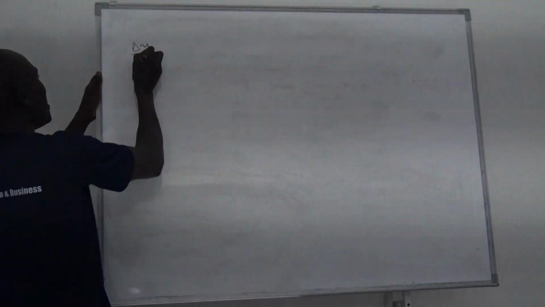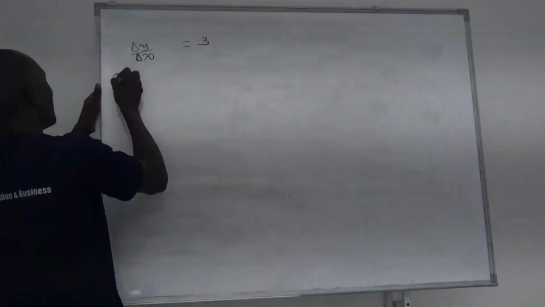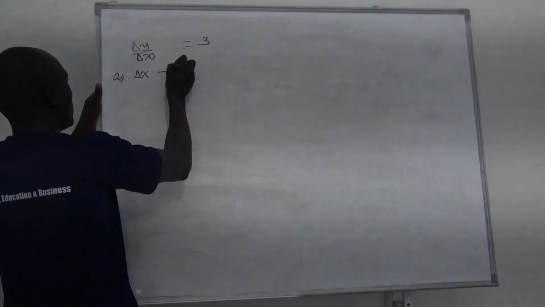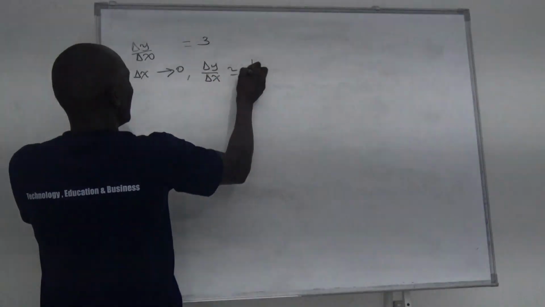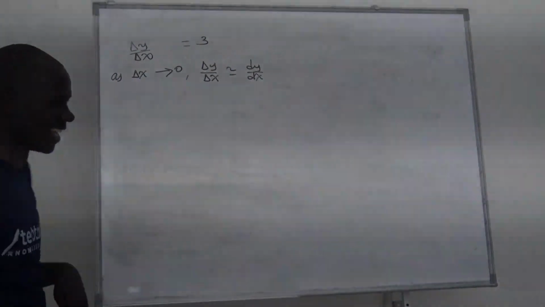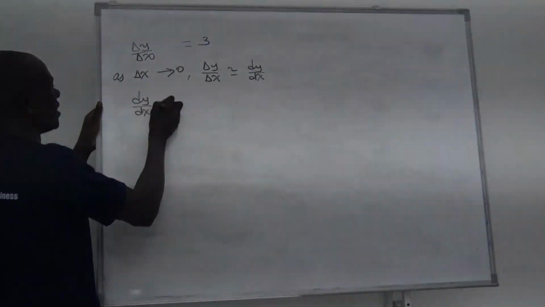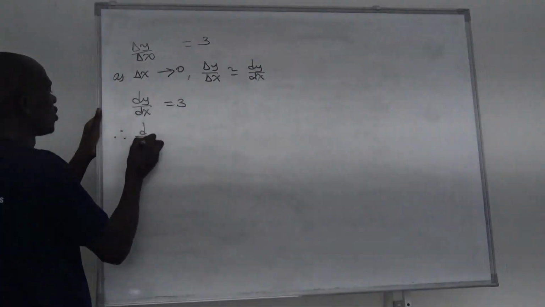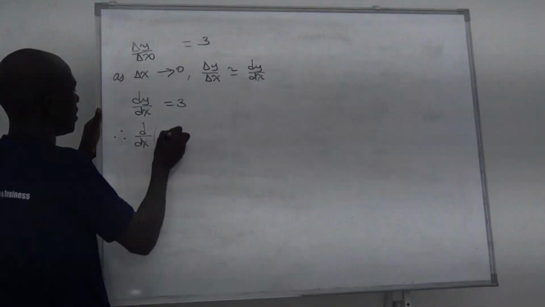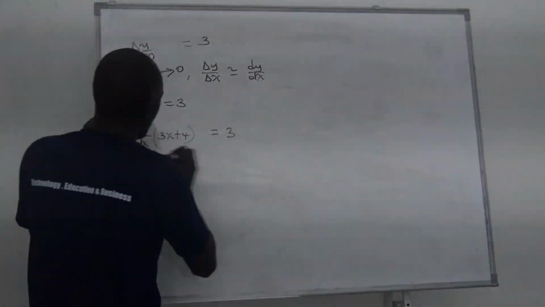Well, I've got delta y over delta x equals 3. Then we say as delta x tends to what? To 0. Delta y over delta x is approximately equal to dy dx. Very, very good. So I've got dy dx equals 3. Therefore d/dx of 3x plus 4, we are coming out with 3.